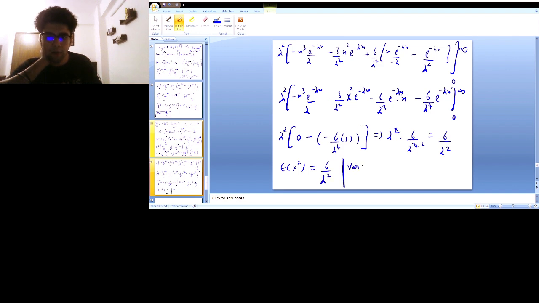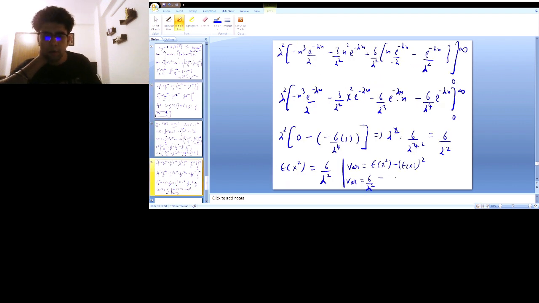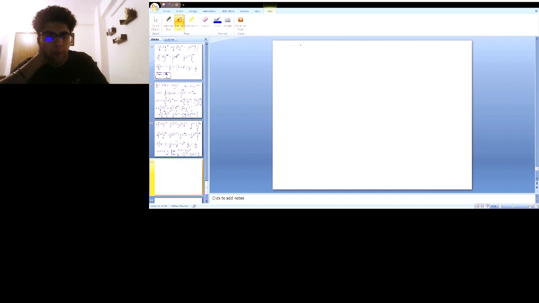Now my variance is E of x square minus E of x whole square. My variance is 6 upon lambda square. In the previous part I found E of x, which was equal to 2 upon lambda, right? So 6 upon lambda square minus the whole square of 2 upon lambda. This gives me 6 upon lambda square minus 4 upon lambda square. Taking the LCM, this gives me 2 upon lambda square. So my variance is 2 upon lambda square.